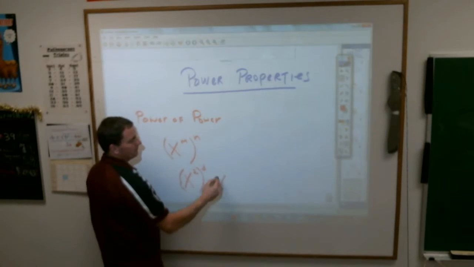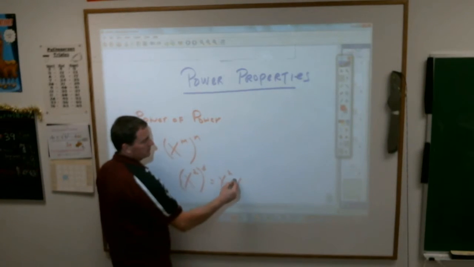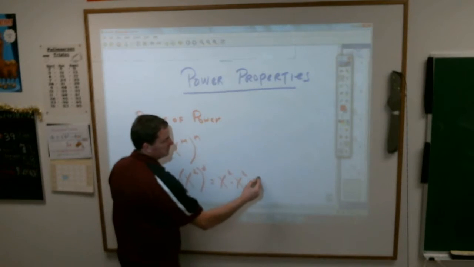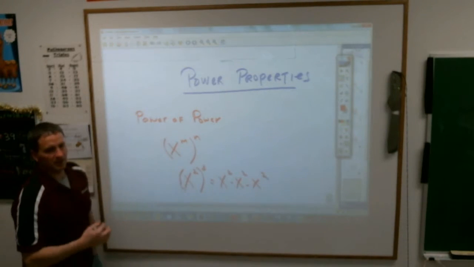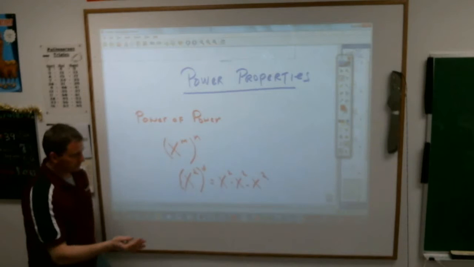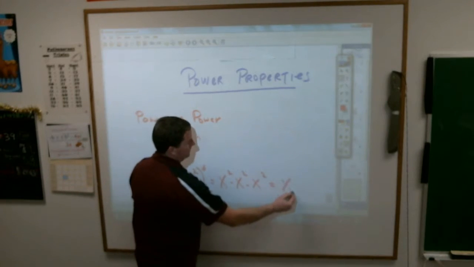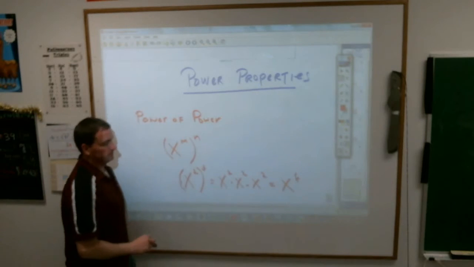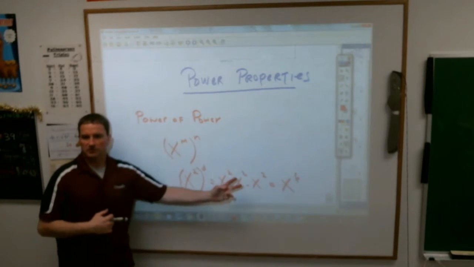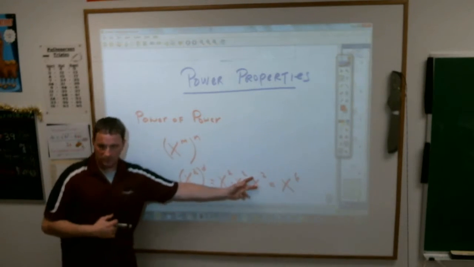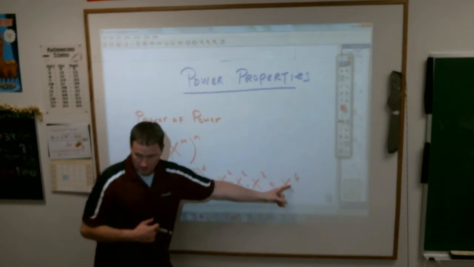That means you have 3 x squared times themselves. In which case, the answer would be what? X squared times x squared times x squared is x to the 6th. 2 x's times another 2 x's times another 2 x's is 6 x's times themselves.